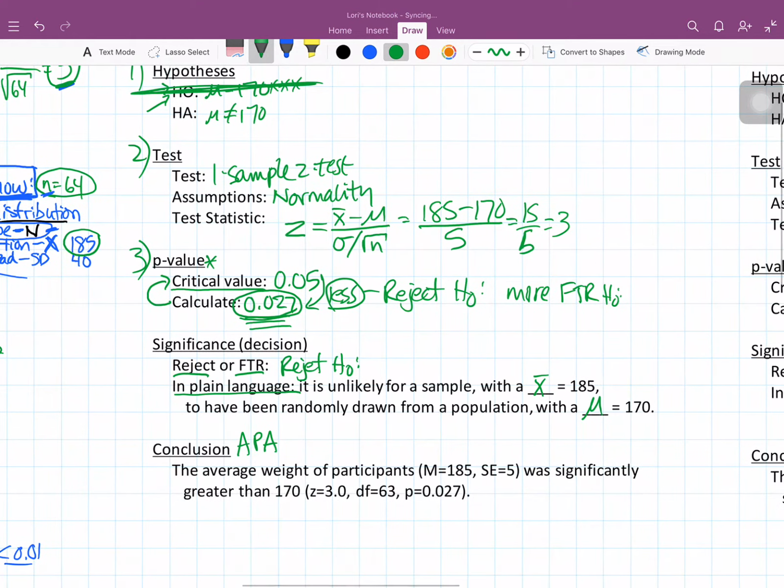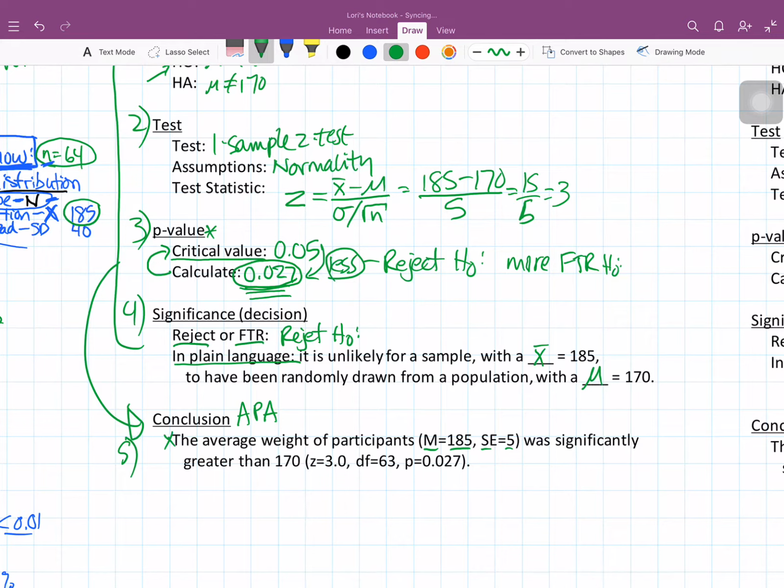The average weight of participants, M stands for mean, of 185, standard error equals 5, was significantly greater than 170, our proposed value of 170. We write our z-value, the degrees of freedom, which is just simply n minus 1, and our p-value that goes along with that. That's just as condensed as can be. When people are looking at a conclusion, that's exactly what they're looking for. They're searching for all of these particular elements to be in that specific location.